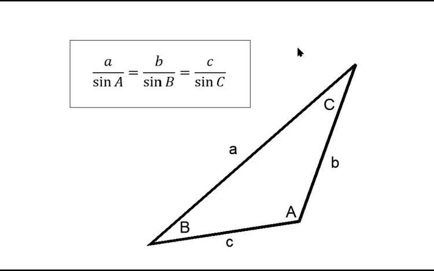So with these two laws, the law of cosines and the law of sines that we just went over, you can usually ascertain what all the other elements of the triangle are.